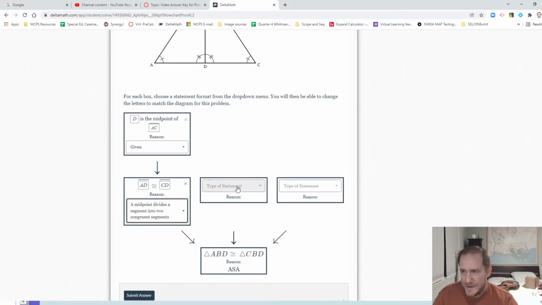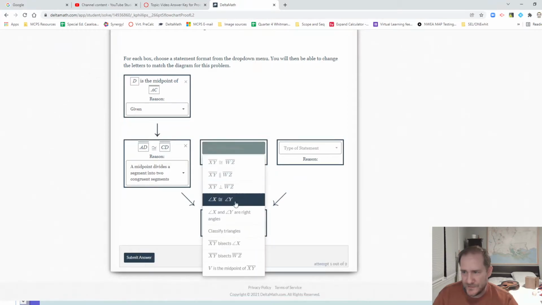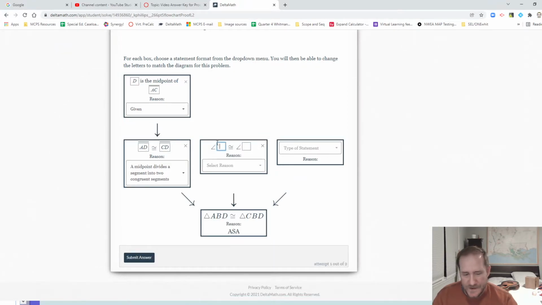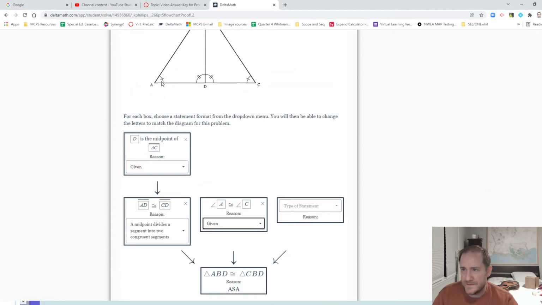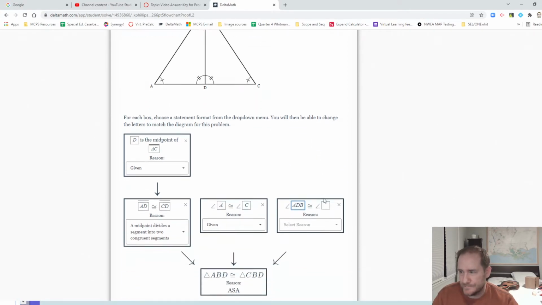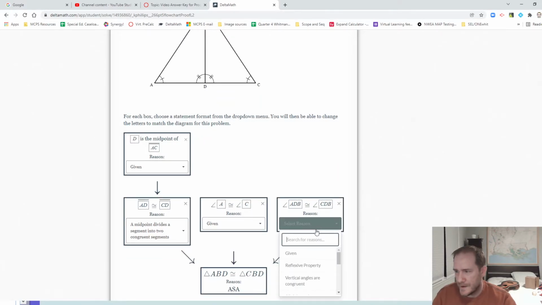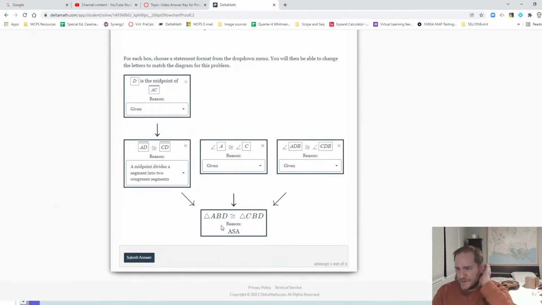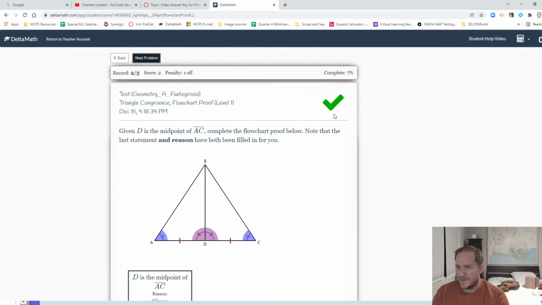So choose that. Now the other two things are the givens, meaning angle A congruent to angle C. So choose the angle one and say A is congruent to C because it's given. And then you've got angle ADB, so choose the angle one. Angle ADB and CDB. That's given. And then the triangles will be congruent by ASA. Submit. Say yes. It'll tell you that you're right.